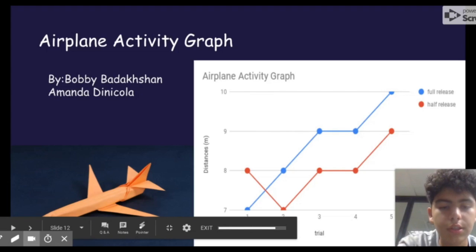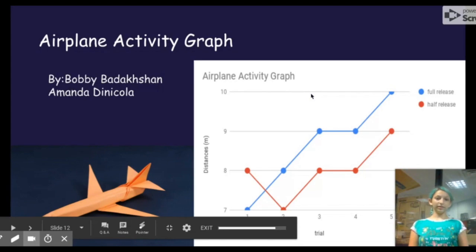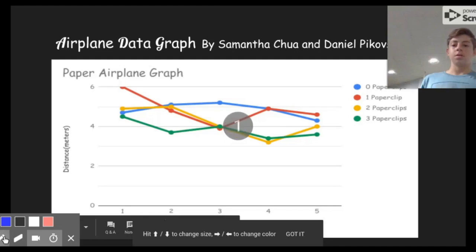As you can see, this is our graph for our paper airplane experiment. Our first attempt at throwing our paper airplane halfway through our release went 8 meters. Our second attempt went 7 meters. Our third and fourth attempt at throwing our paper airplane halfway through our release went 8 meters. Our final attempt went 9 meters. In conclusion, throwing with more force worked better than throwing with half force.